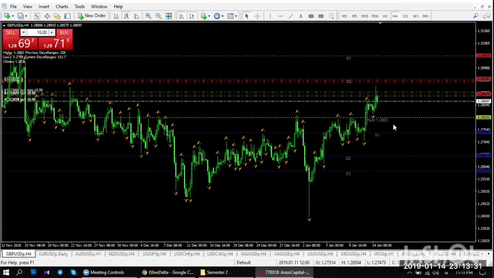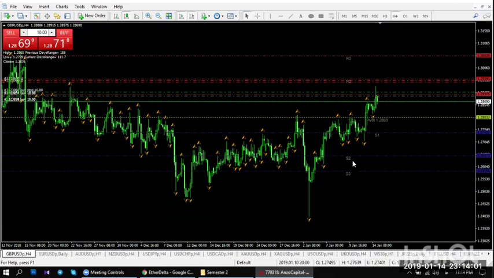And this line here shows you the most powerful resistance of the day. It means that the central pivot is the most powerful pivot of the day. If the price breaks the most powerful pivot of the day, which is the central pivot, it shows me that you're going to have an uptrend.